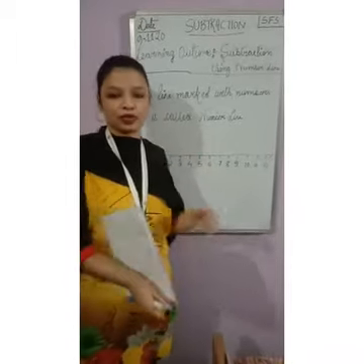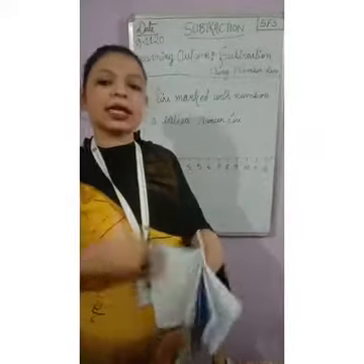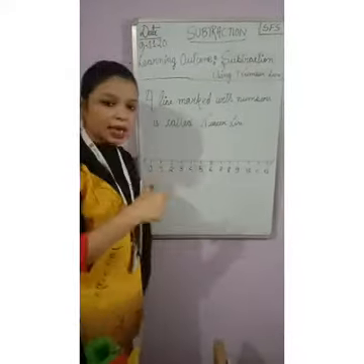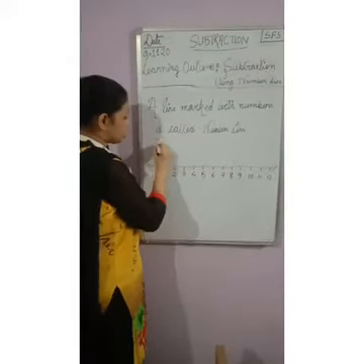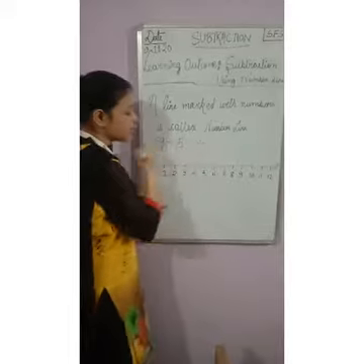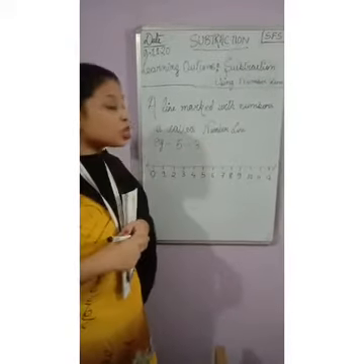Now what do we have to do with this number line? We have to do subtraction with this number line. So how can you do it? Let me take the same example again. I have to subtract 3 from 5. So what will I count?